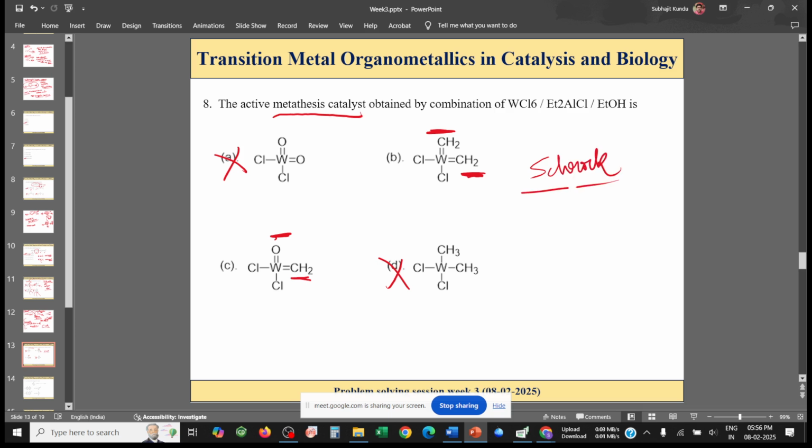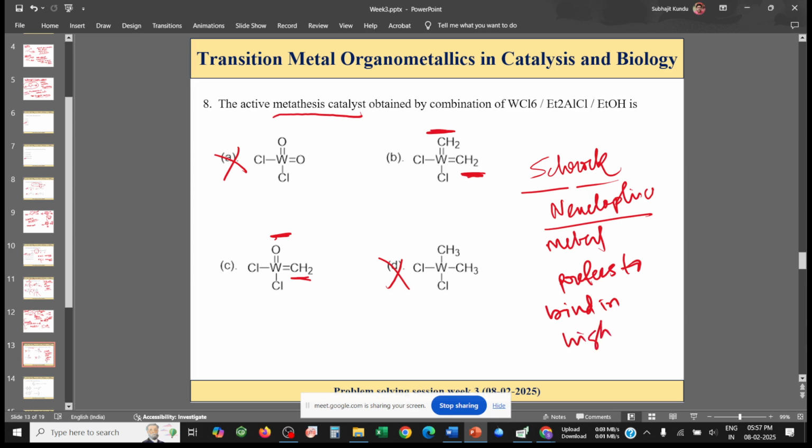Schrock type carbene is nucleophilic in nature, and it only binds with the metal complex in the high oxidation state. So the metal prefers to bind in high oxidation state.